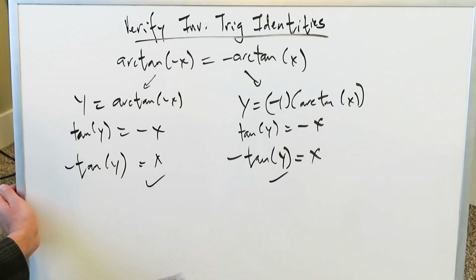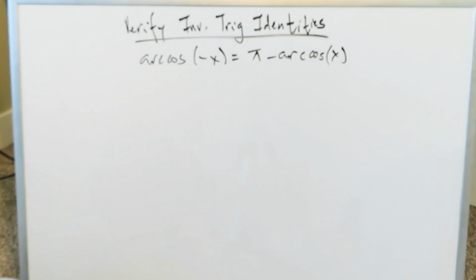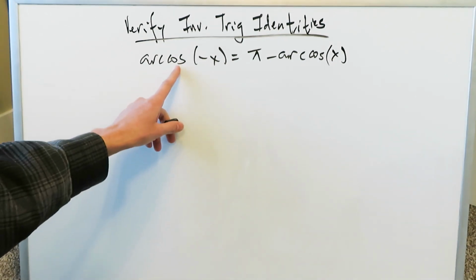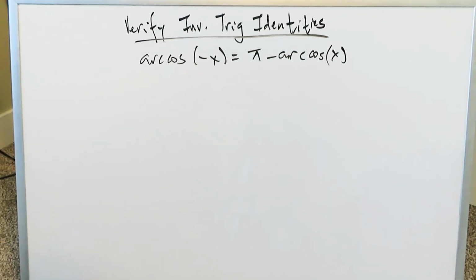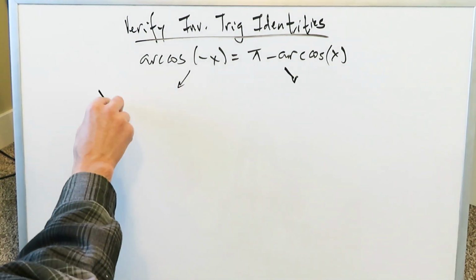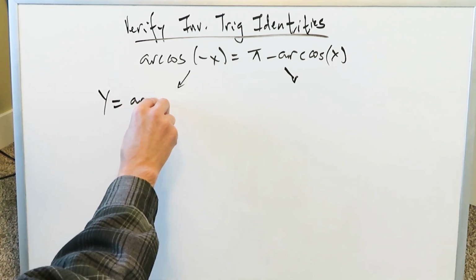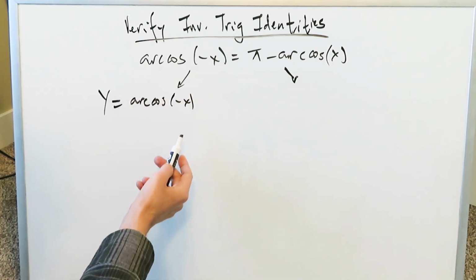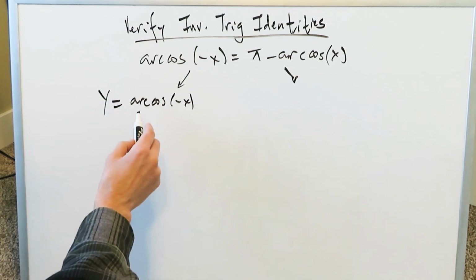The next 3 identities we look at will be much more rewarding than the ones we've seen right now. Alright, let's look at this one. Arc cosine, or inverse cosine, of minus x is equal to pi minus inverse cosine of x. How do we verify this? We can verify it again by setting up 2 separate equations. We have y is equal to inverse cosine of minus x. Let's just solve this out. Take the cosine on the other side.